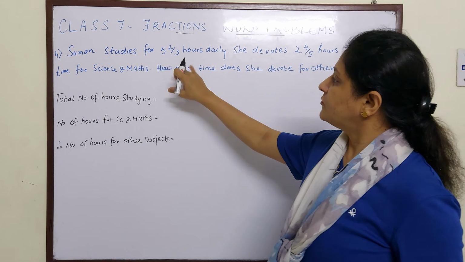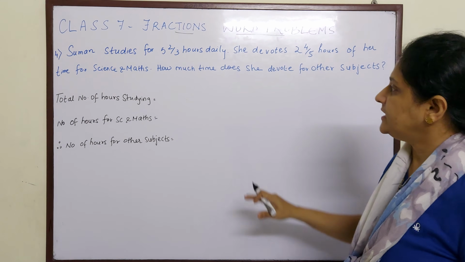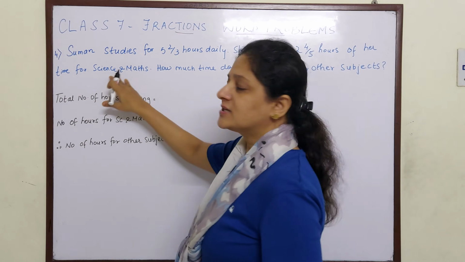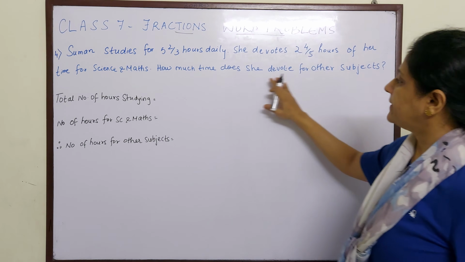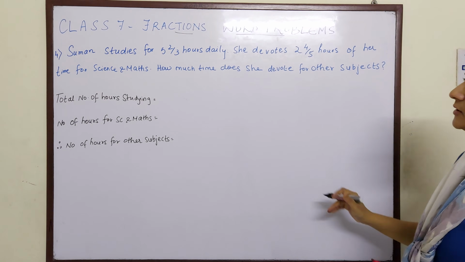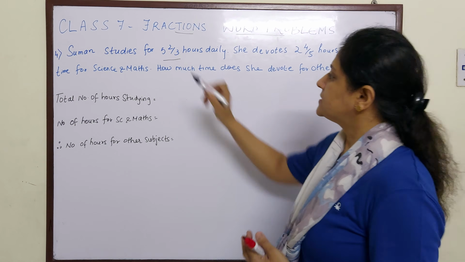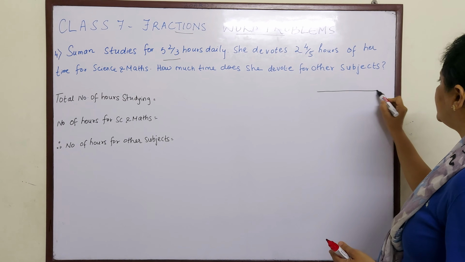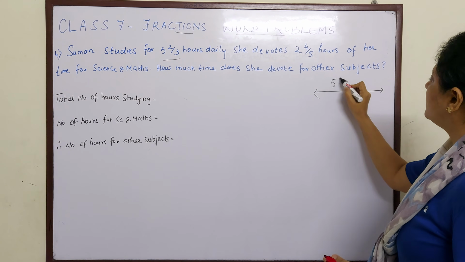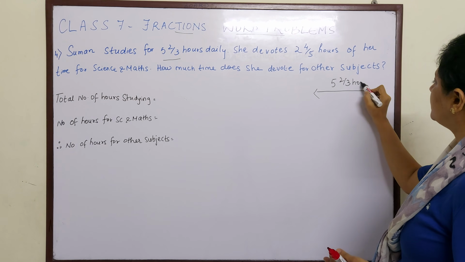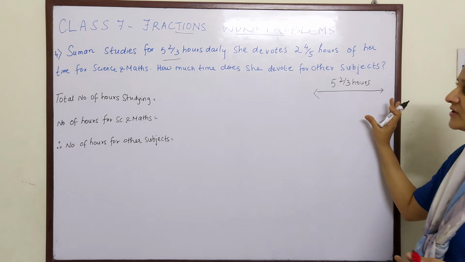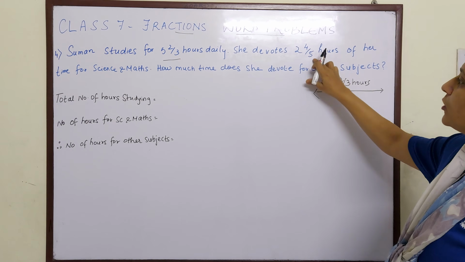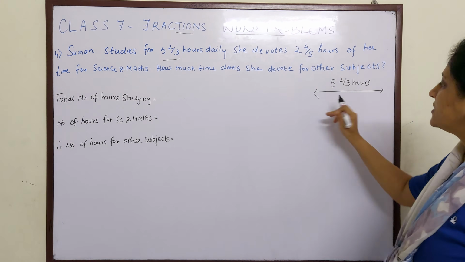Suman studies for 5 2/3 hours daily. She devotes 2 4/5 hours of her time for science and maths. How much time does she devote for other subjects? So let us start. Now Suman studies for 5 2/3 hours daily, means daily she is studying for so long, that is 5 2/3 hours. Okay, children? So this is her total hours of study. She devotes, that means she spends 2 4/5 hours out of this for science and maths.